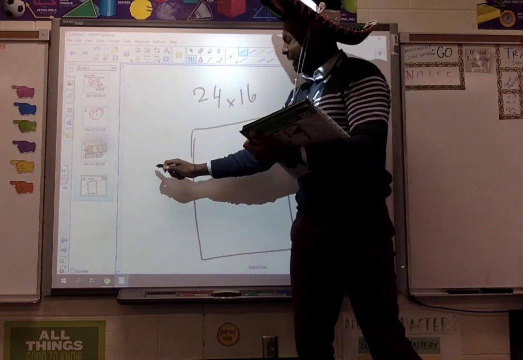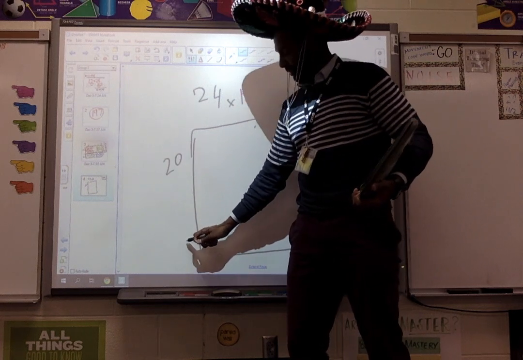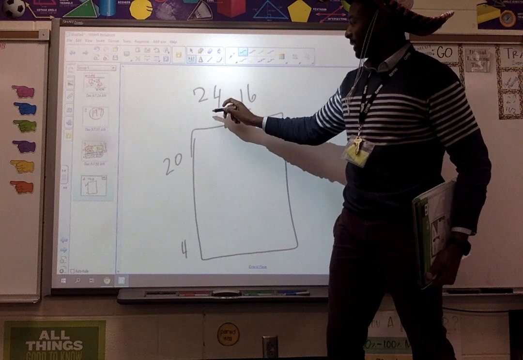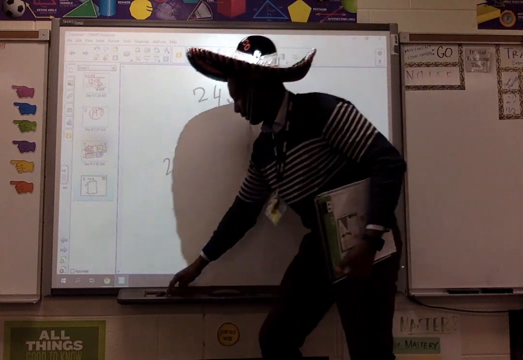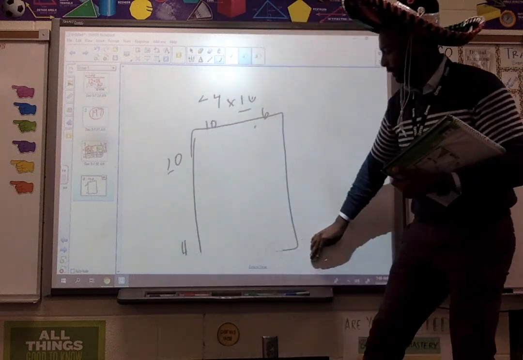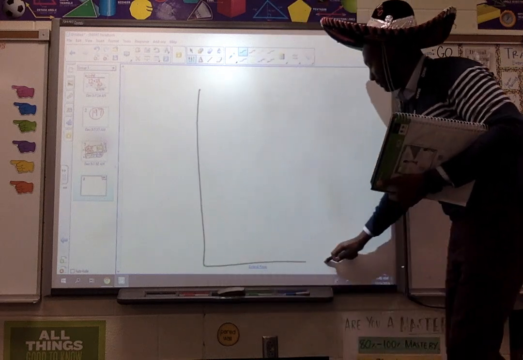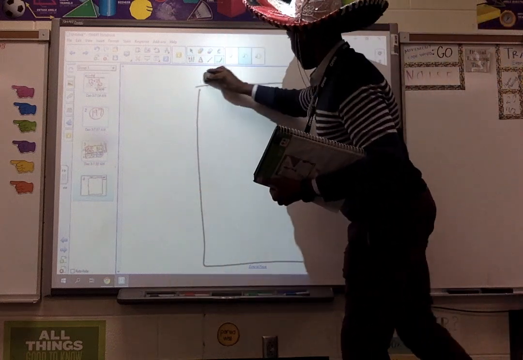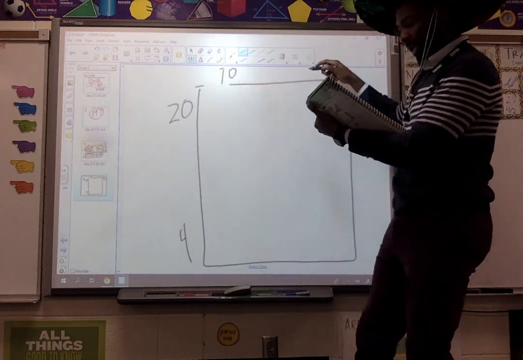And let's see, on our left side, it's broken up into 20 and 4. Up here on the top, that's our shorter side. It's broken up into 10 and 6. So you should have those 4 numbers written on your area model. I'm going to rewrite this problem just a little bit bigger for you. So we've got 20, we've got 4, we've got 10, and we've got 6.